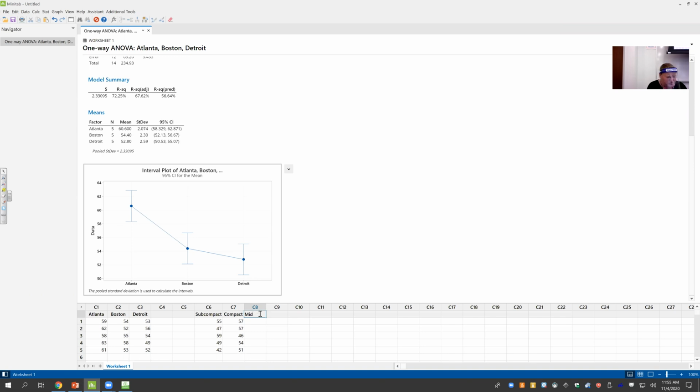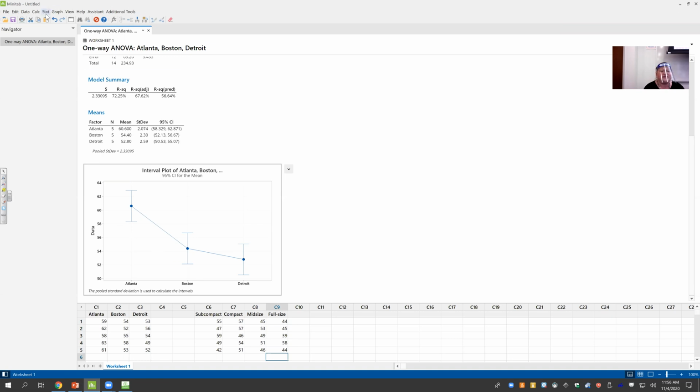Then we have mid-size. Notice that in the first question we had 3 categories. This time we have 4. I mean, you've got to have at least 3, remember. And 45, 53, 49, 51, and 46. And then full size, we have 44, 45, 39, 58, and 44. Okay, so I've entered all of the numbers.